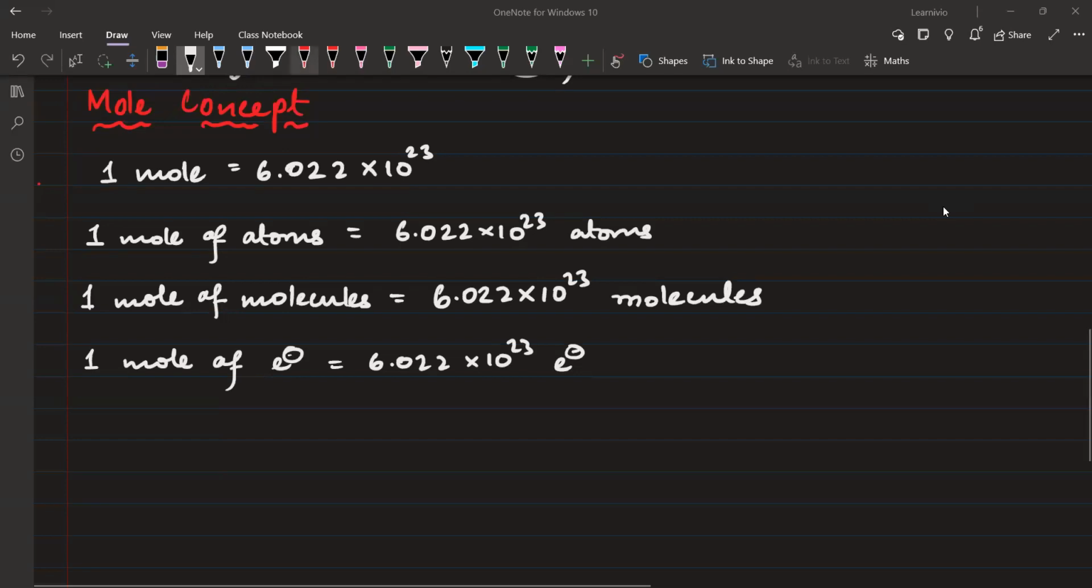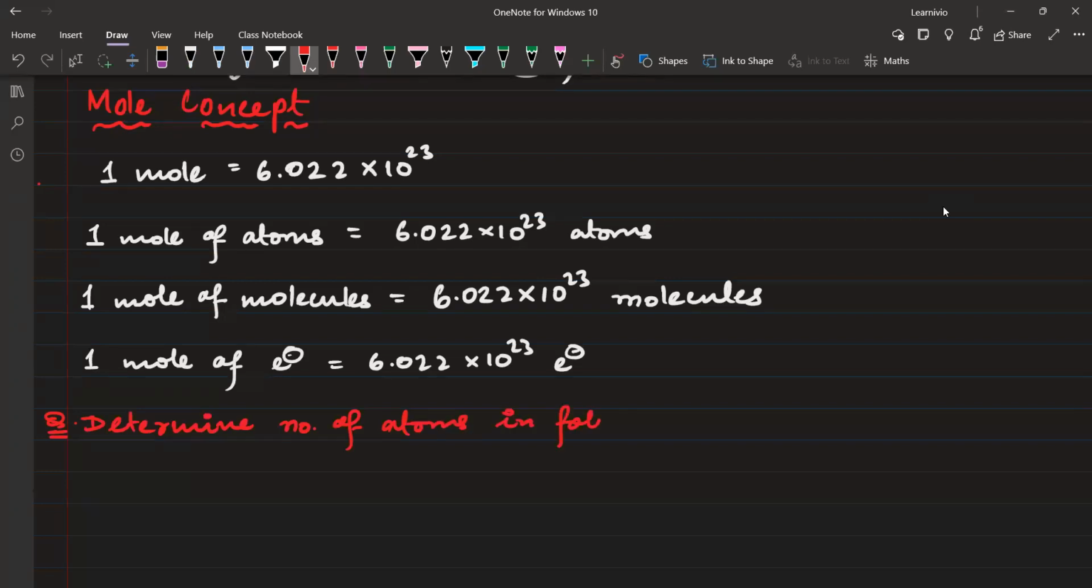Now, we will write a few questions. Question A. Determine the number of atoms in formula. Are you done till the white ink? 1 mole of electron is equal to 6.022 into 10 to the power 23 electrons. Are you done till here?